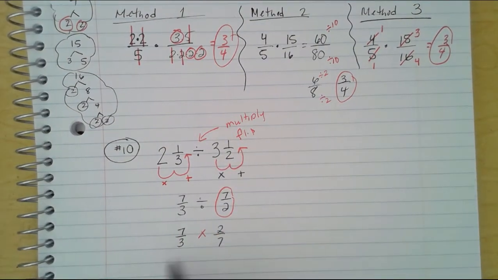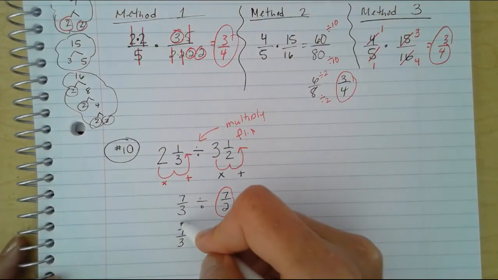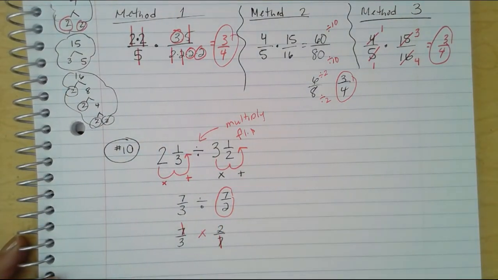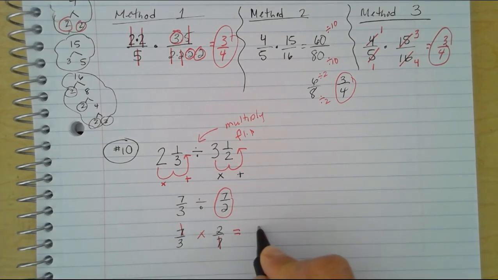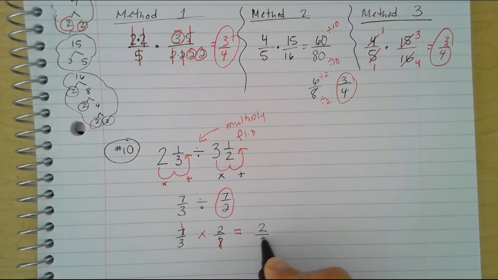And now all of these numbers are prime, so I could call this a method 1 or a method 2. There's a 7 on the top and a 7 on the bottom. I'm going to multiply straight across, and my answer for this problem is 1 times 2, which is 2, 3 times 1, which is 3.